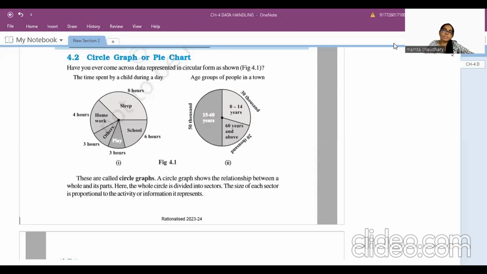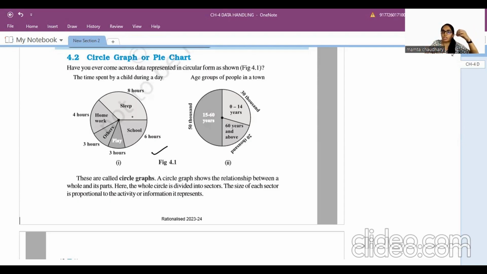Everyone. In the last video, you have seen different types of graphs. We have discussed already. Now, in today's video, we'll discuss circle graphs, or pie charts. Okay, so now you must have seen such types of graphs, right? Where a circle is made and something is written over there, right?